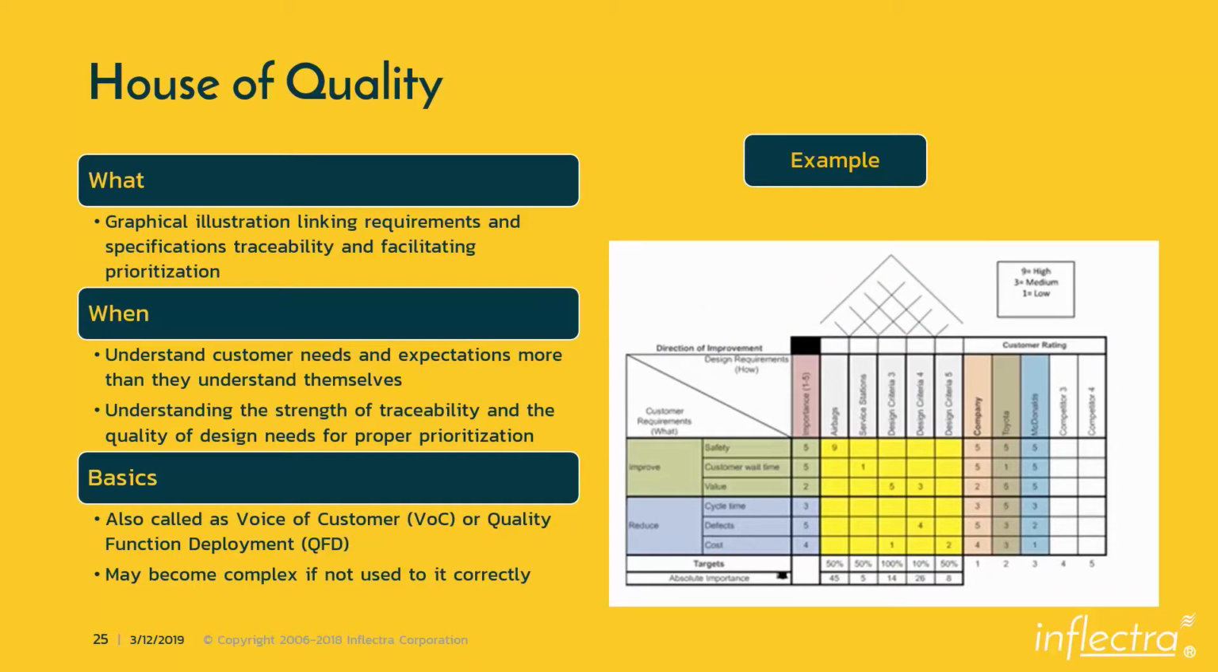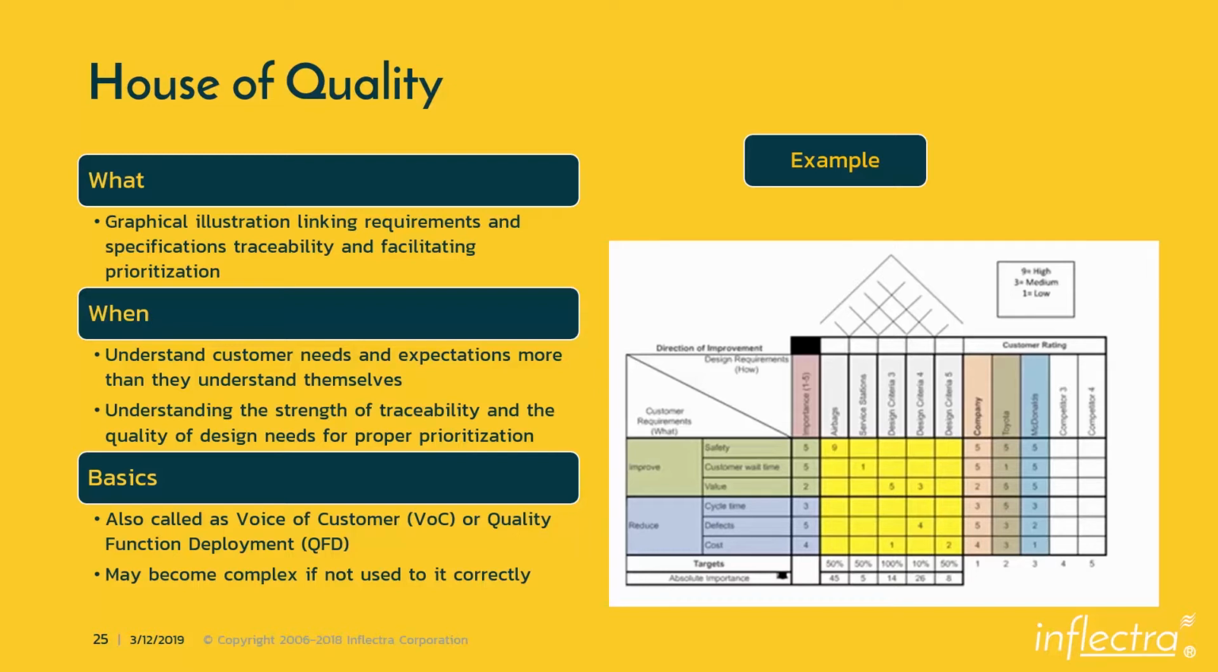This leads us to what we call the house of quality. This is a graphical illustration linking requirements and specification traceability. This facilitates prioritization of work. This is used when we want to understand customer needs and expectations much more than they can articulate themselves. It promotes the strength in terms of how the traceable requirements are properly associated with the design specifications. It's often also called voice of the customer or quality function deployment.